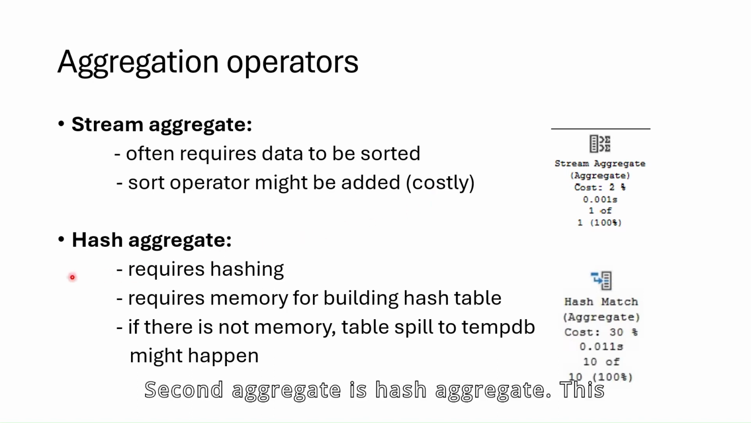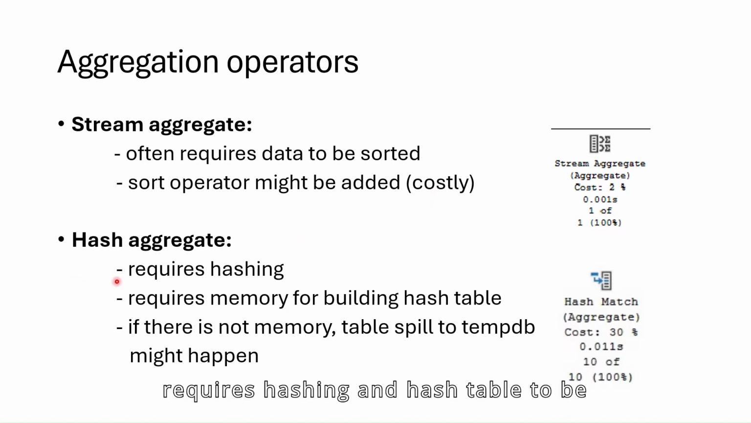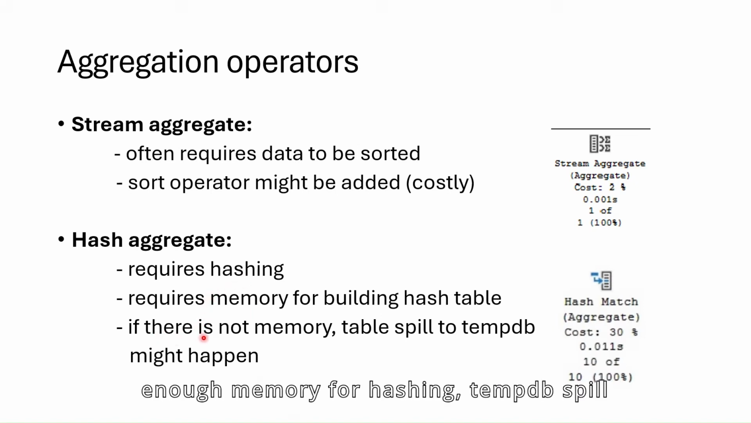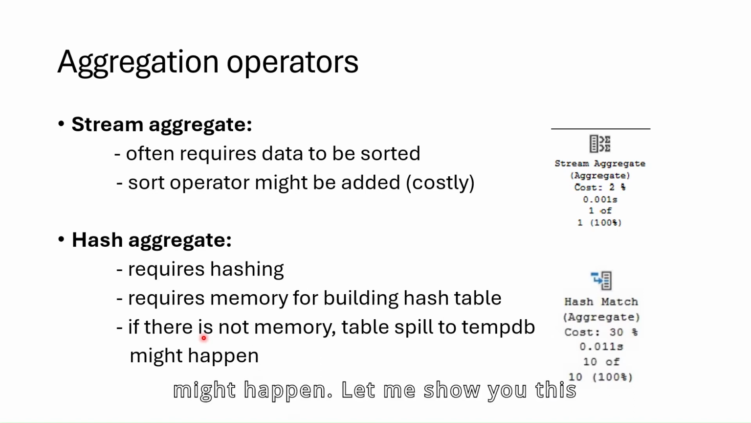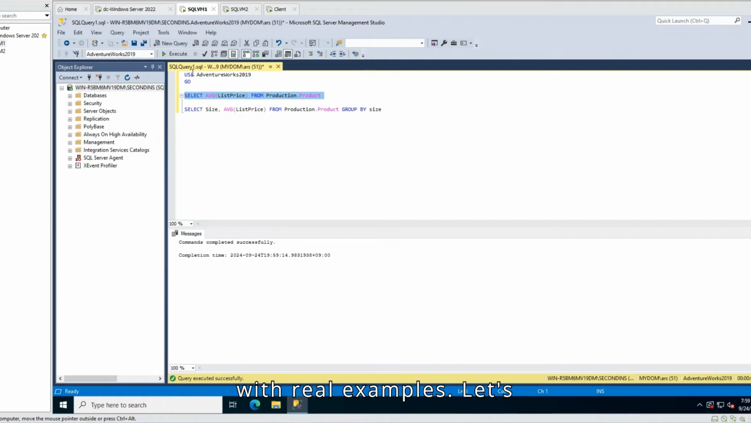Second aggregate is hash aggregate. This requires hashing and hash table to be built in memory. If you do not have enough memory for hashing, TempDB spill might happen. Let me show you this with real examples. Let's run this query.